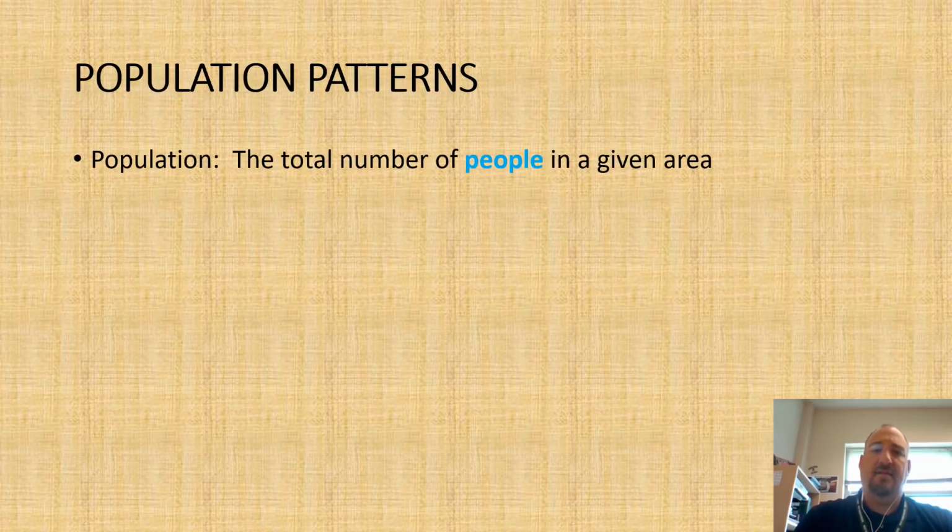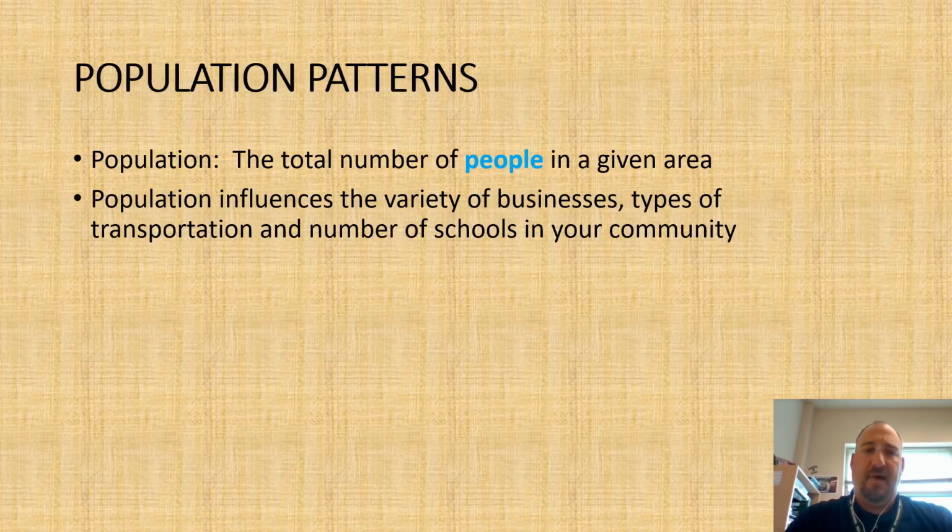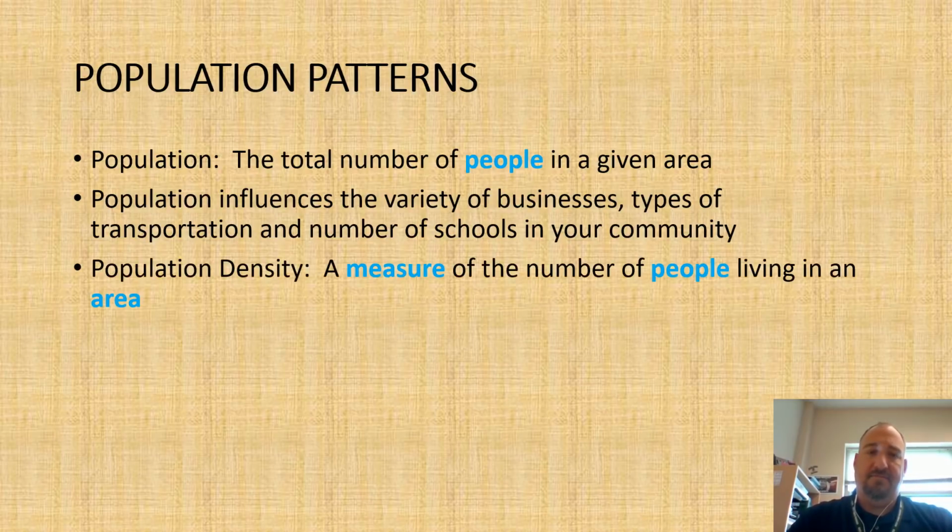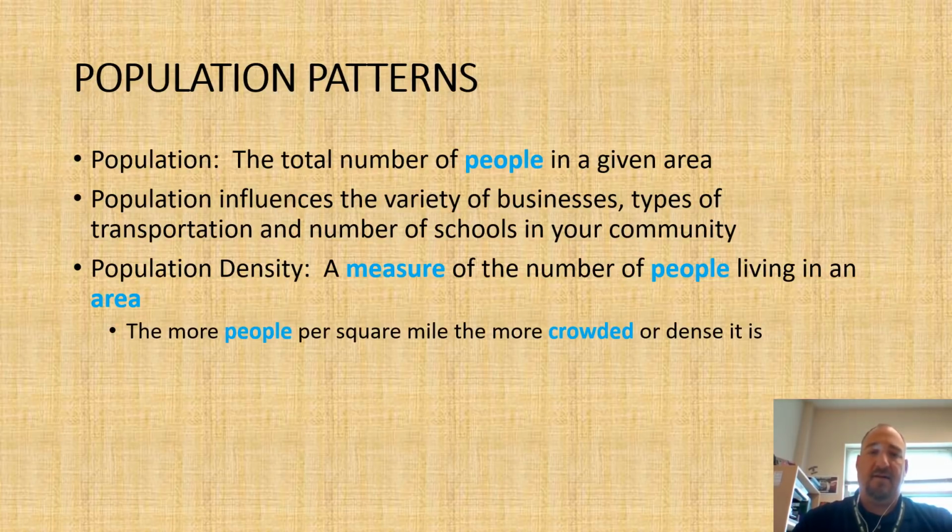Population patterns then. Population is the total number of people in a given area. Population influences the variety of businesses, types of transportation, and the number of schools in our communities. Population density is a measure of the number of people living in an area. So think about dense, how many people are packed into that particular area. The more people per square mile, the more crowded or dense it is. So it goes by number of people per square mile.